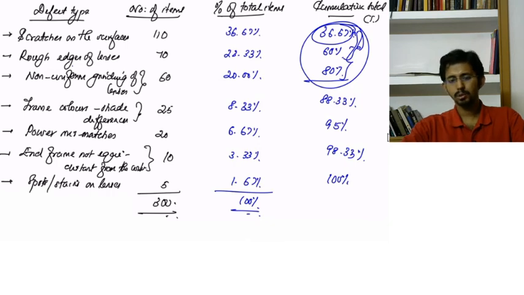Is it clear? So 3 defects constitute 80%. You focus on that. And the balance 20% is constituted by 5 defect areas. You give less priority to that. Okay, so this is how you apply the Pareto analysis.